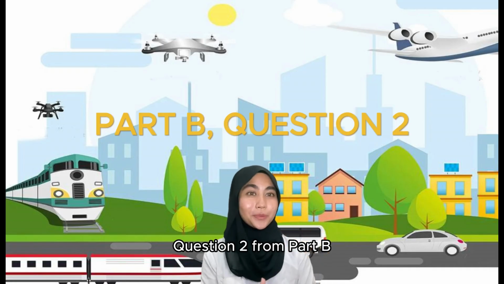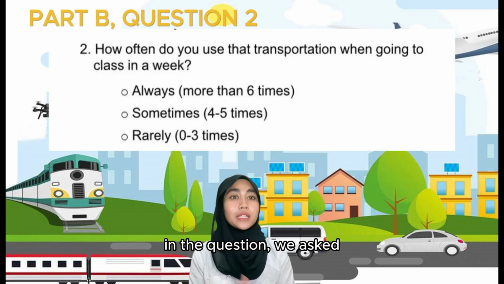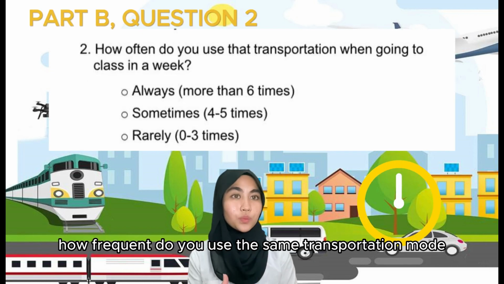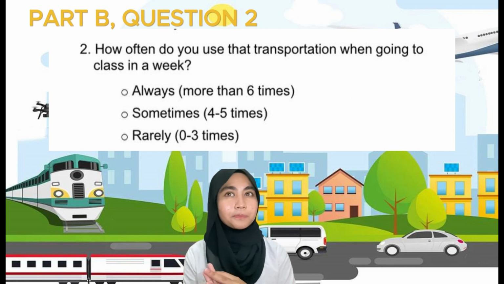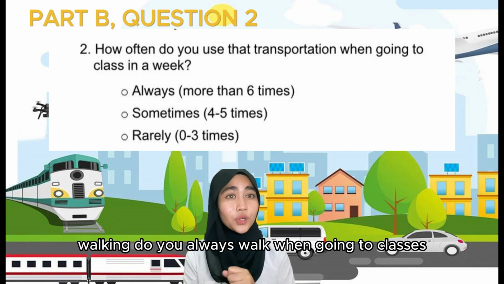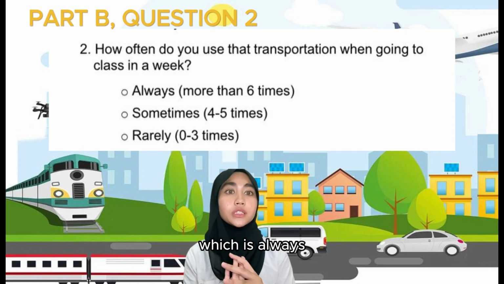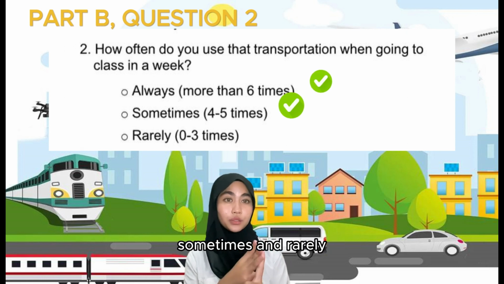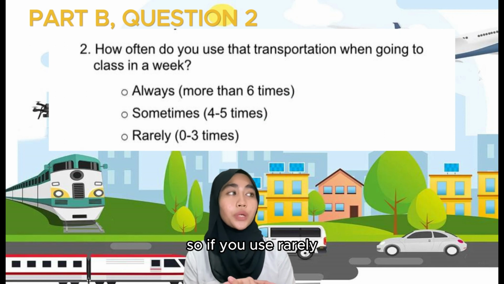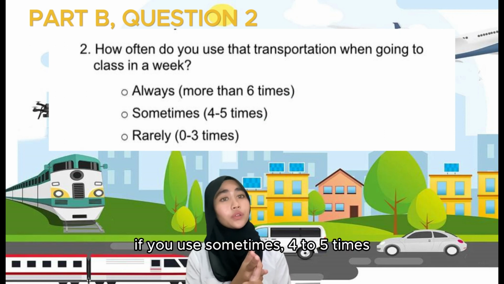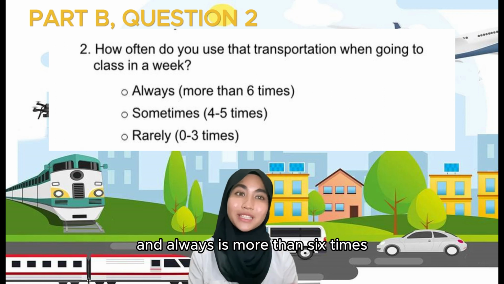Question 2 from part B is also qualitative data. In the question, we ask how frequently you use the same transportation mode. If you selected walking, do you always walk when going to classes? So we give them 3 choices, which are always, sometimes, and rarely. Rarely is 0 to 3 times, sometimes is 4 to 5 times, and always is more than 6 times.